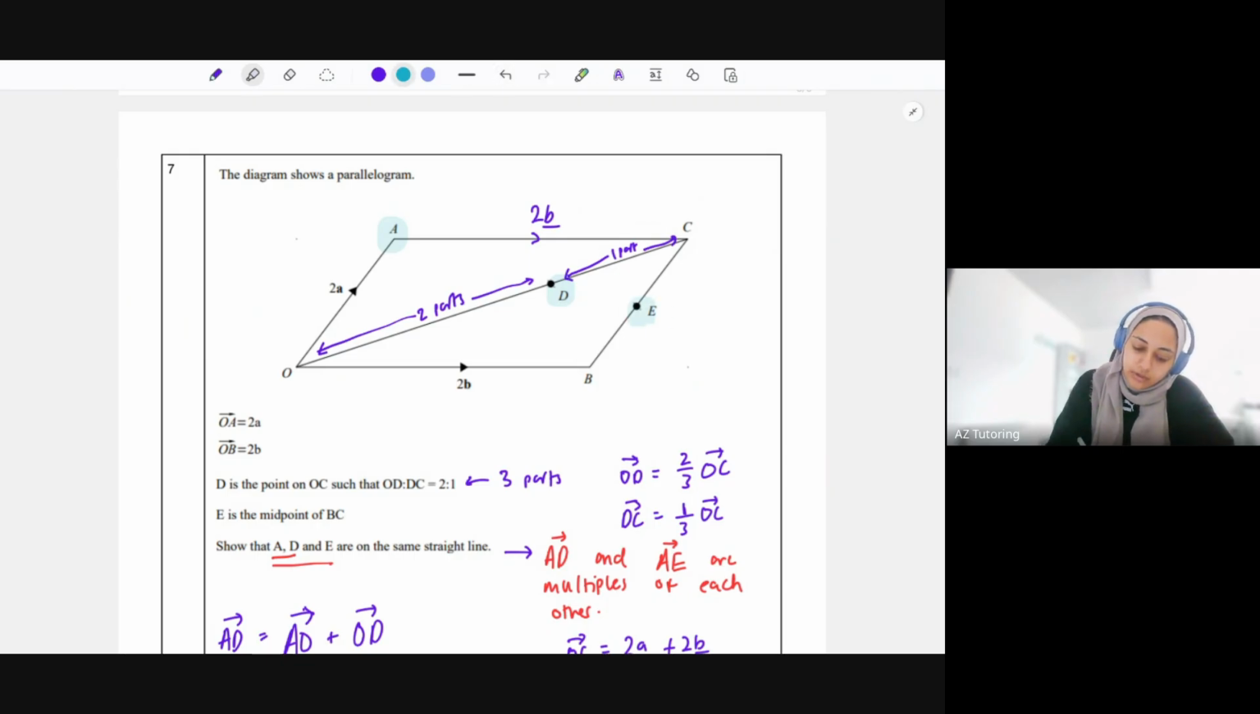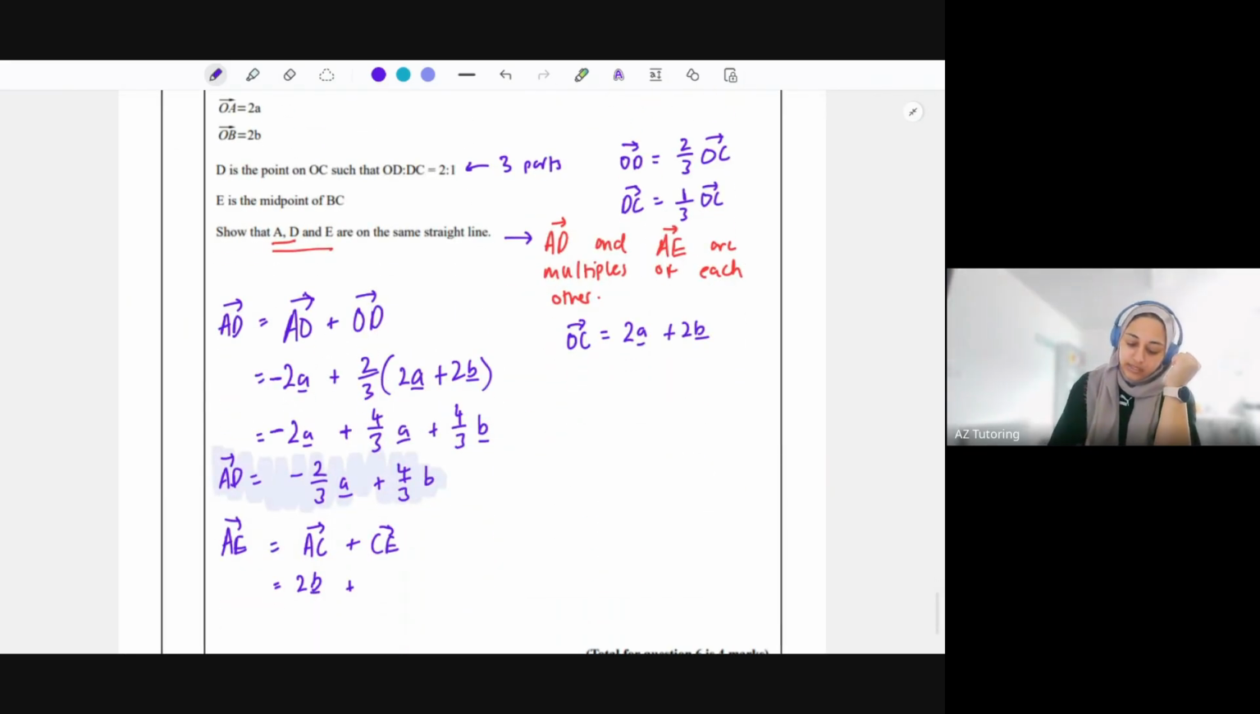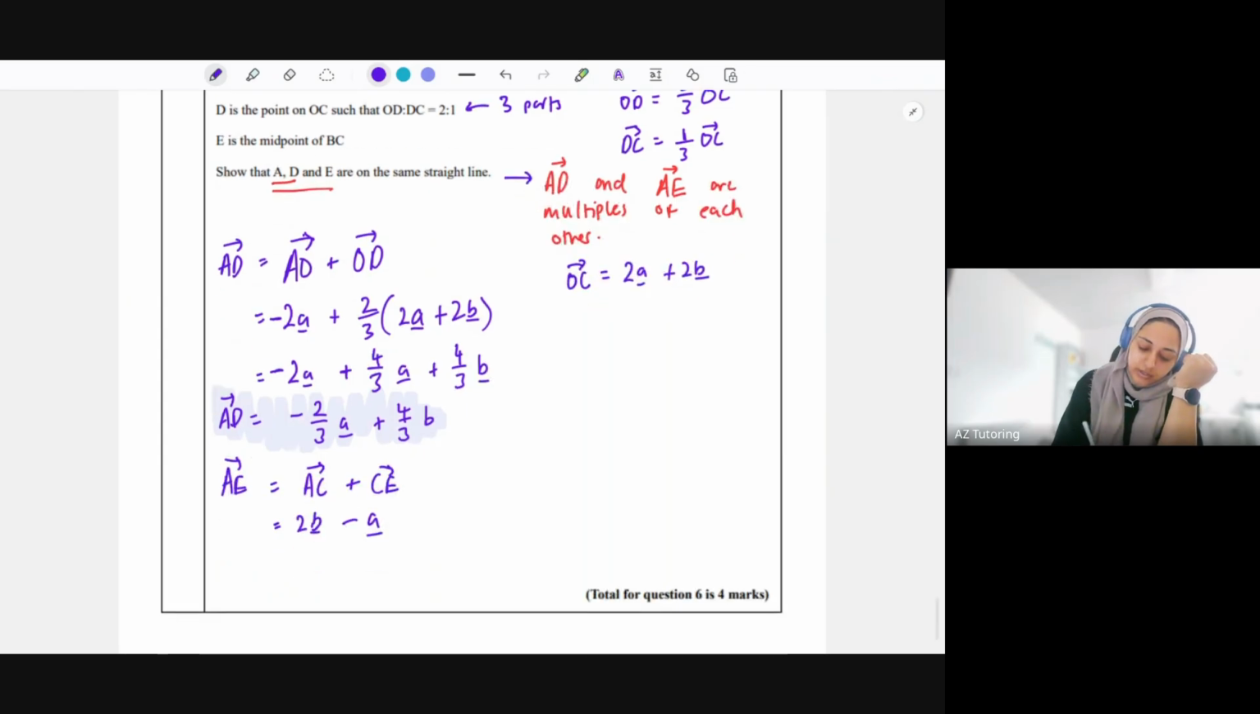That blue again. Okay, so I need C to E. So C to E is half of C to B, and C to B is the opposite of that, which is minus 2A. Since going up is 2A, so the opposite is minus 2A. So C to E, sorry, would be half of that, which is just half of minus 2A is just minus A. Plus minus A just gives you minus A. So we found AE. What I would do is I'd put the A first, just so it's easier to compare the multiples. So I'll write minus A plus 2B. There you go, we've got AE now.